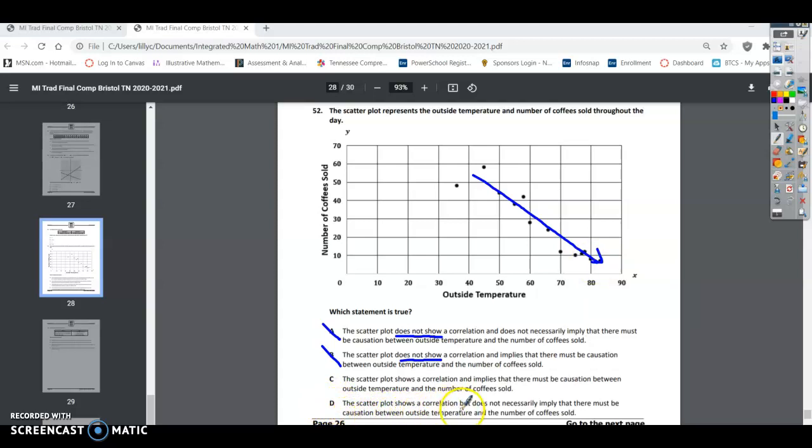The scatter plot shows a correlation, but does not necessarily imply that there must be a causation between outside temperature and the number of coffees sold. So again, this is just about the wording. Causation is when one thing causes something else to happen. And even though it looks like there is a correlation from the scatter plot, you cannot assume that the reason fewer coffees are being sold is directly related to the temperature. So it says this does not necessarily imply. So D is the best answer here. So for number 52, the answer is D.